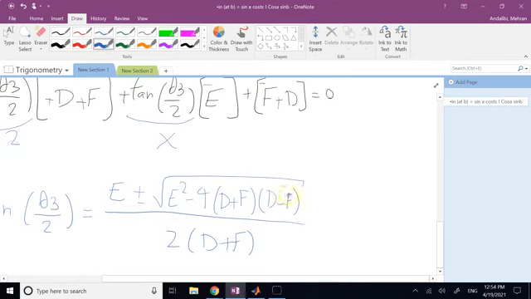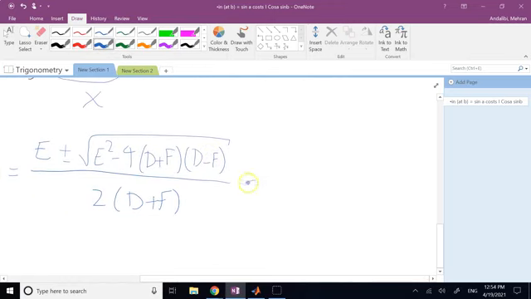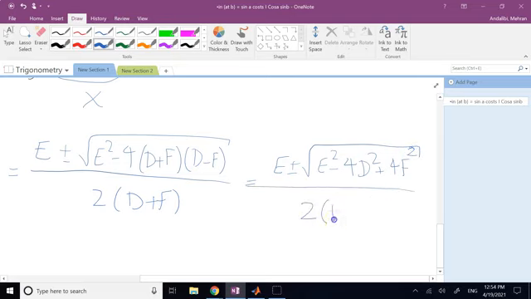And clearly here you can simplify a little bit further. So it is going to be E plus minus square root of E squared minus 4 times, this is going to be D squared minus F squared, times negative 4, so it is going to be plus 4F squared, divided by 2 times D plus F. There we go.